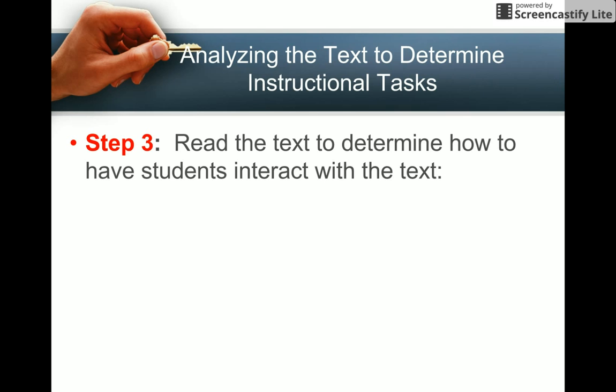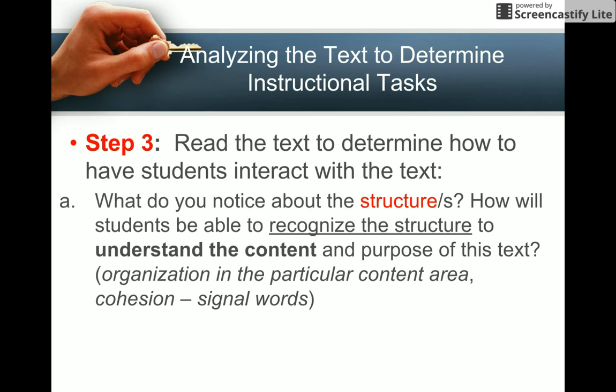So step 3, read the text to determine how to have students interact with the text. As you look at this text, I want you to think about the structures that are in this text. That means, is it compare, contrast? Is it cause and effect? And you're going to notice that there are certain particular signal words that help you recognize the structure. So as they're reading, you might want to throw in some questions to help them understand the purpose of this text through its structure.